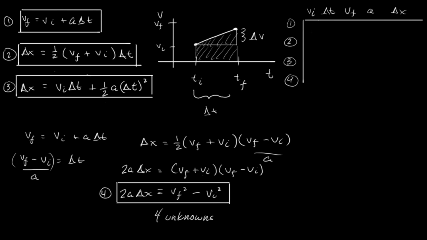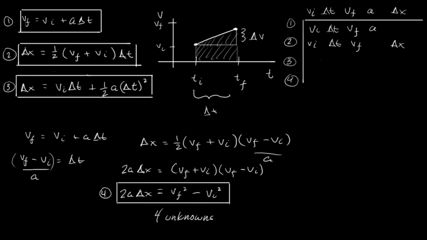Well, for equation 1, I've got a v sub I, so I've got a v sub I there. I've also got a delta t. I've got a v sub f, and I've got an a, an acceleration. In the second equation, I've also got a v sub I, also a delta t, and I've got a v sub f, but I don't have an acceleration. However, I do have a delta x.